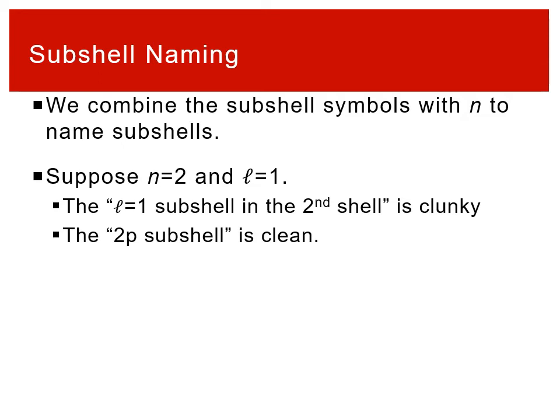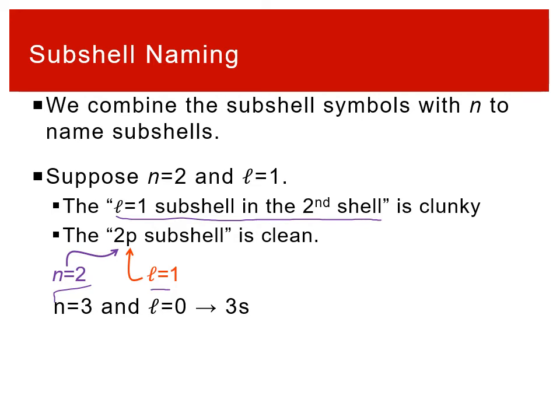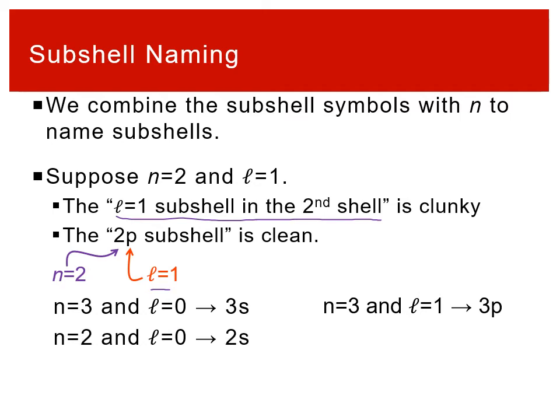So in the 2p subshell, the 2 in front means you're in the second shell. You know that n equals 2. P always means L equals 1. So you put them together. You've basically combined this whole long statement into just n equals 2, L equals 1, 2p. If n is equal to 3 and L equals 0, we'd call that 3s. Or n equals 3 and L equals 1, we call 3p. So we can go through these sorts of analyses. N equals 2 and L equals 0 is 2s.